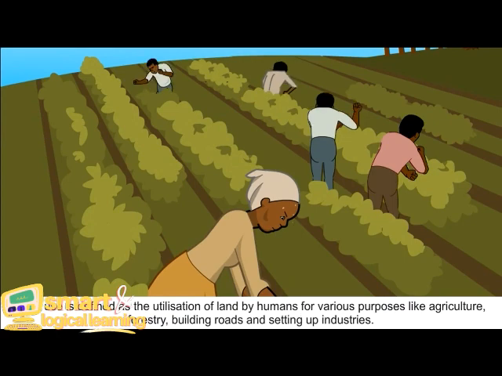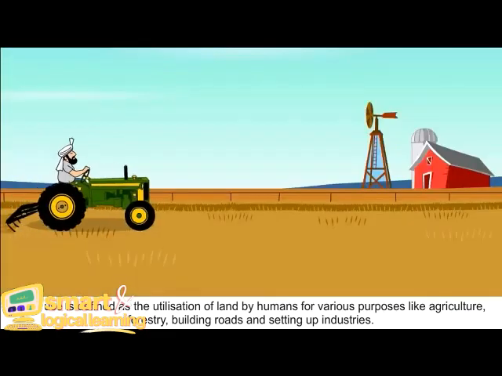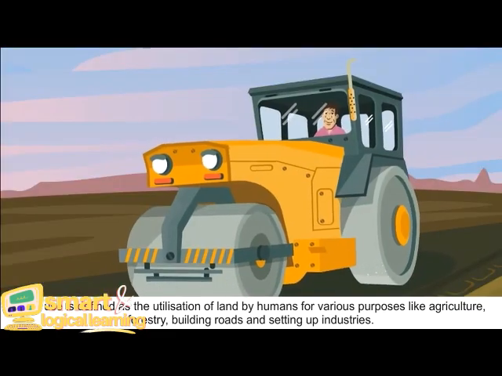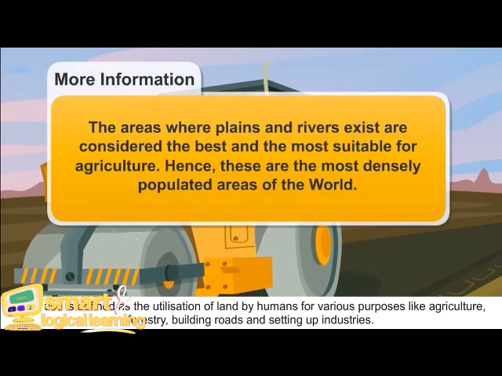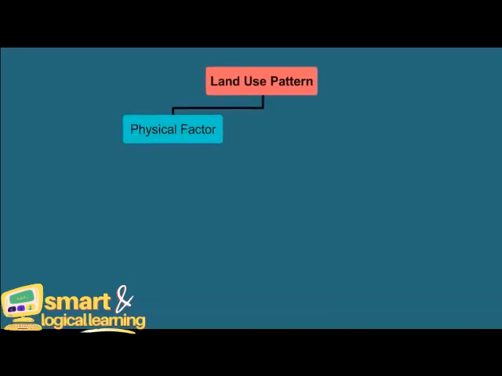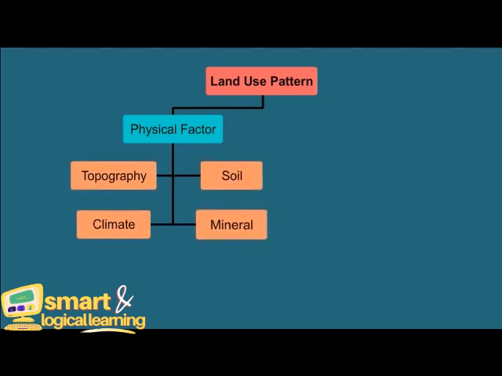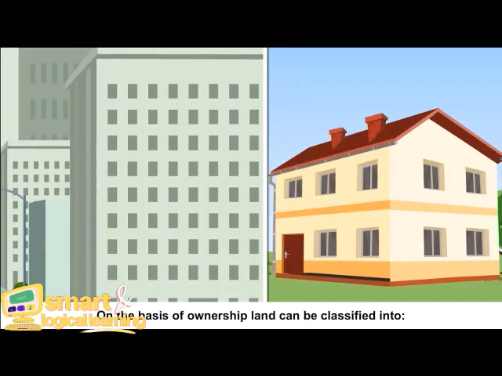Land use is defined as the utilization of land by humans for various purposes like agriculture, forestry, building roads, and setting up industries. Important determinants of land use pattern: physical factors such as topography, soil, climate, minerals, availability of water. Human factors: population, technology.